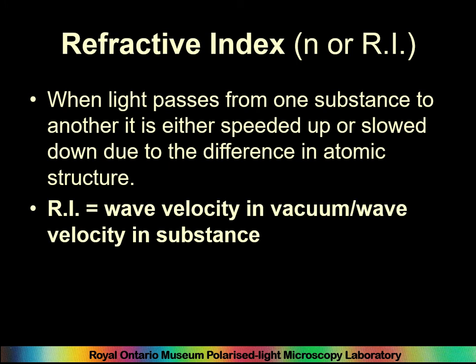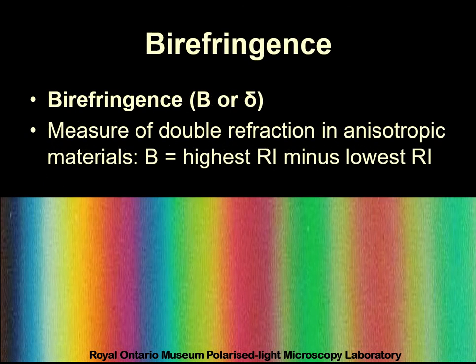So the refractive index is equal to the wave velocity in a vacuum divided by the wave velocity in that substance. So that's a refractive index. Everything has a refractive index. You have a refractive index, I have a refractive index, but what we care about is minerals have refractive indices. And what this leads to is what we call birefringence.